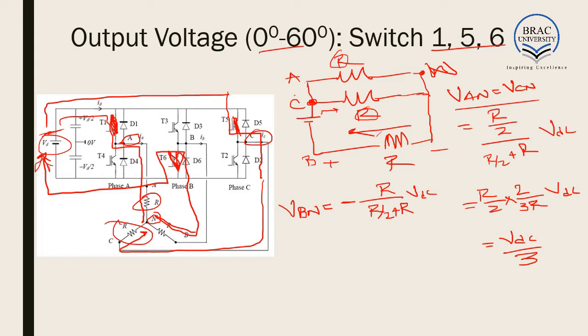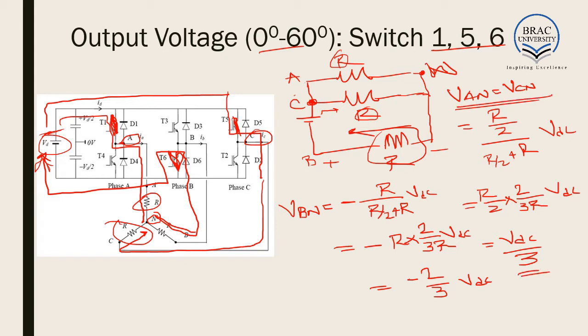The resistance across this path is R, and the total resistance is R plus R by 2. So we get minus R divided by 3 by 2 R, times VDC, that is, minus 2 by 3 VDC. So we get VAN equal to VCN equal to VDC by 3, and VBN equal to minus 2 VDC by 3.